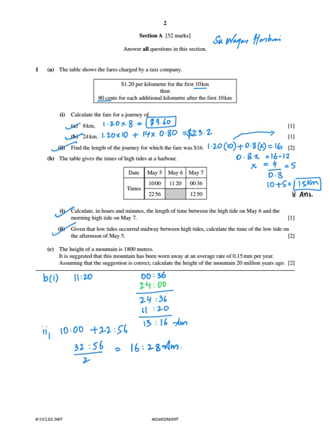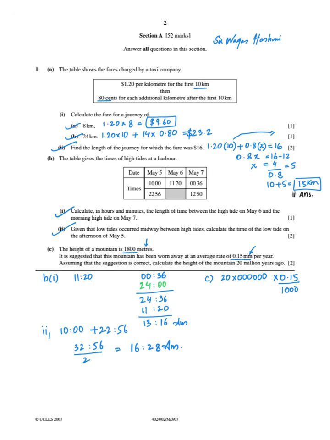For the C part, the height of a mountain is 1800 meters. It is suggested that this mountain has been worn away at an average rate of 0.15 millimeters per year. Assuming that the suggestion is correct, calculate the height of the mountain 20 million years ago. So firstly, 20 million means 20 and then we need to add 6 zeros. It's 0.15 millimeters per year, so I need to multiply by 0.15 and divide by 1000 because the unit is meters and it is millimeters. So I need to convert my unit as well.